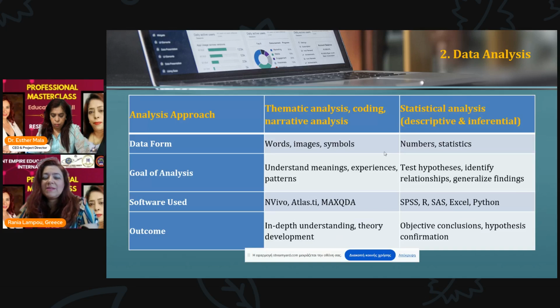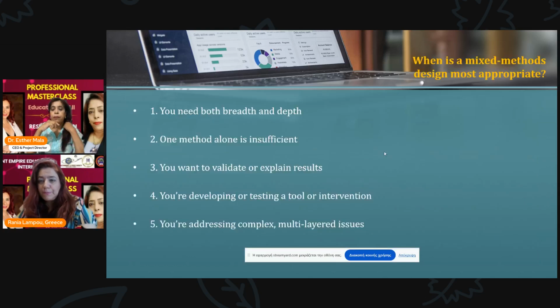On the other hand, for qualitative analysis, Atlas.ti is an amazing tool, an AI tool, which also includes predictive analytics. NVivo, as I mentioned before, we're going to explore this also. MAXQDA, etc. And the outcome is that qualitative analysis offers in-depth understanding and theory development, and in the quantitative design, the outcome is objective. Always we talk about objective conclusions and hypothesis confirmation.